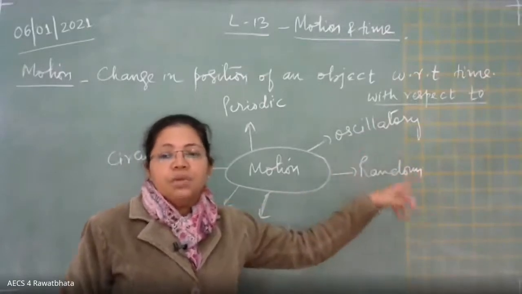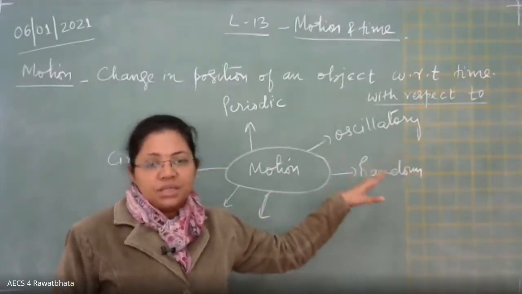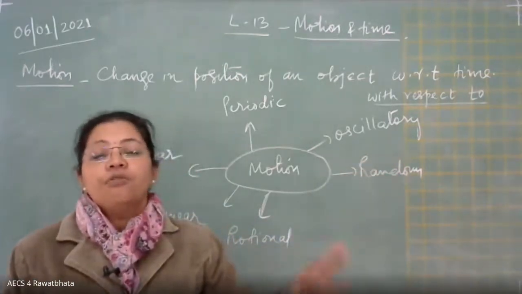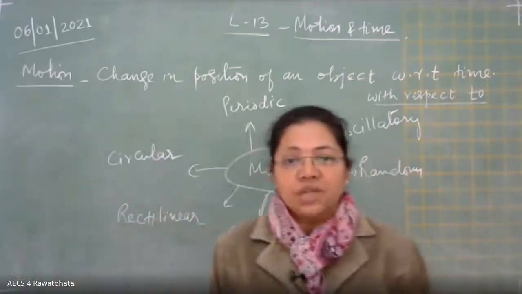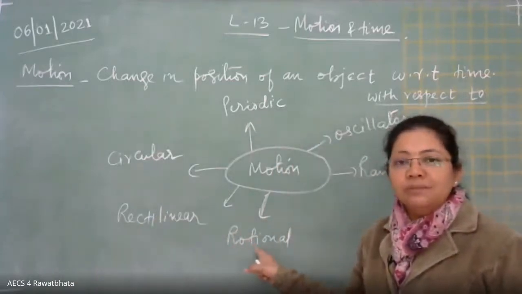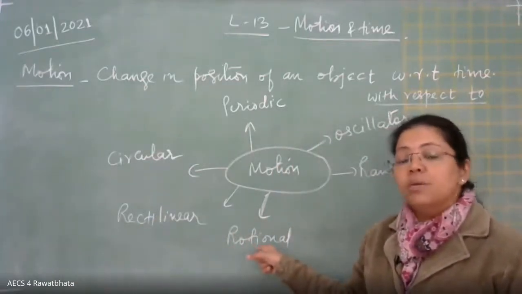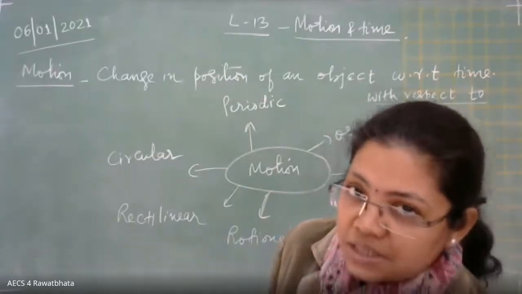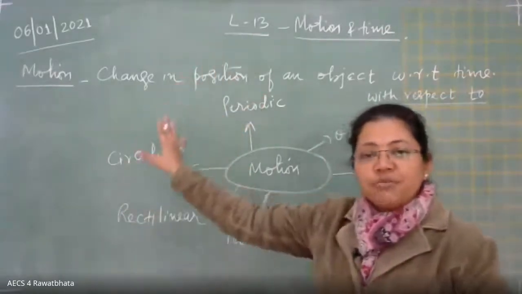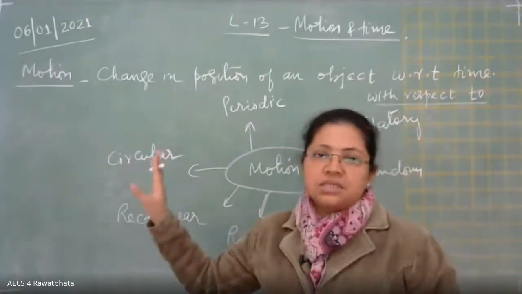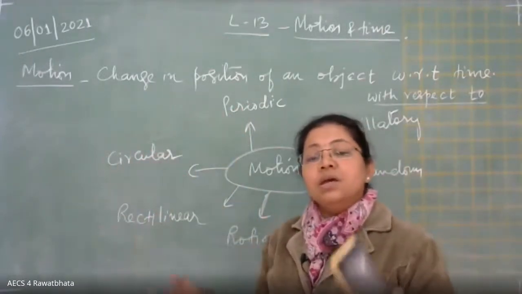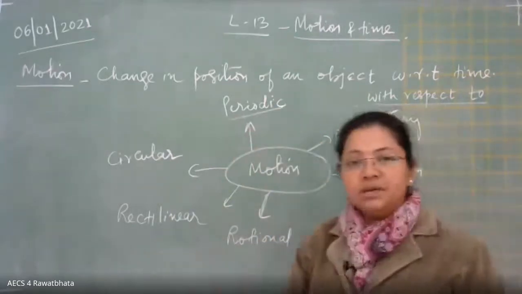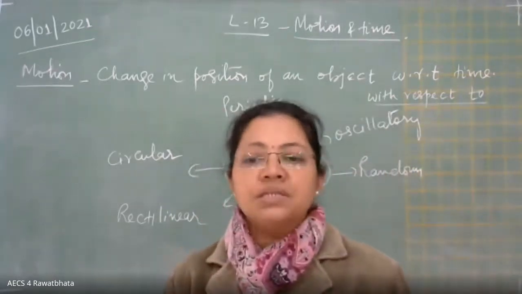Then random motion means the object's direction of movement is not fixed at any particular point of time. And rotational motion, when an object or a body is moving about its own axis. So this much we have already discussed in our previous classes. And in periodic motion especially, we discussed certain examples.